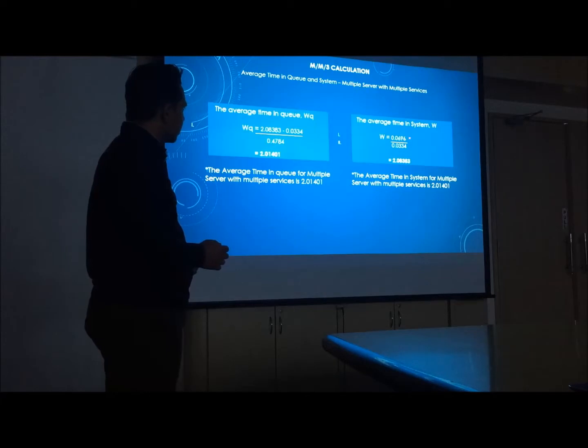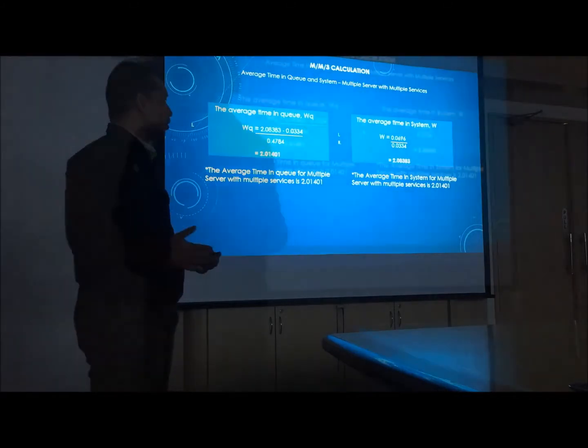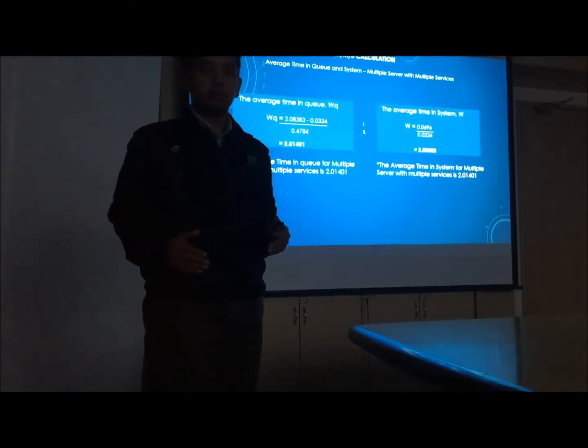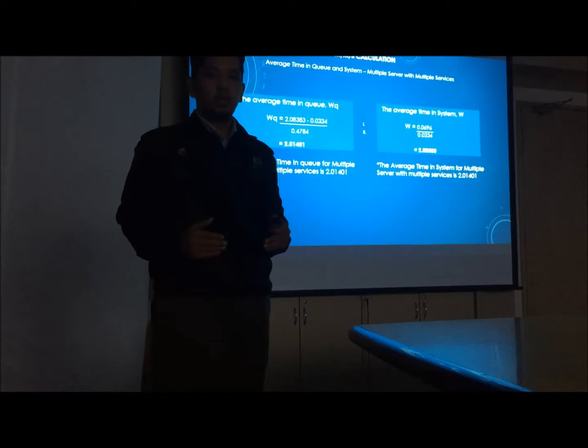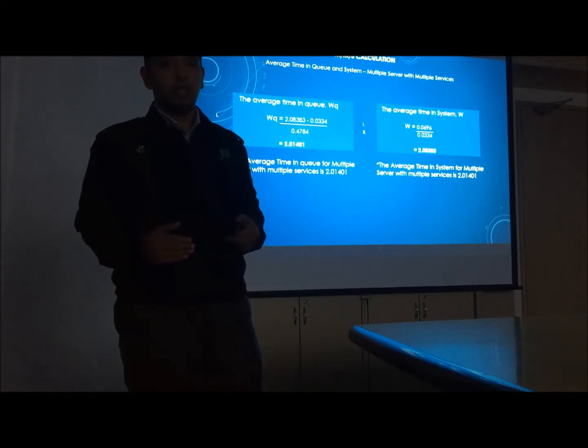And for the average time in the system for M/M/3, we take 0.0696 divided by 0.0234. So we get this value as the average time in the system for the multiple server. Thank you, and that's all from me to explain about the calculation using M/M/1 and M/M/3.